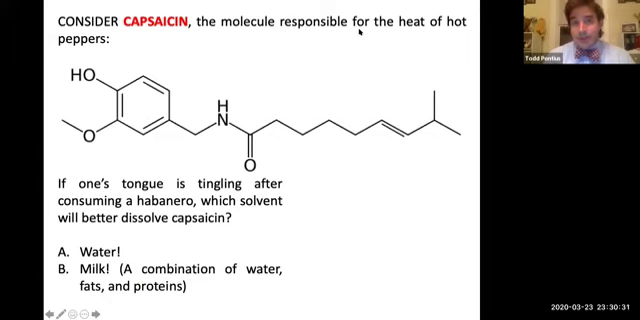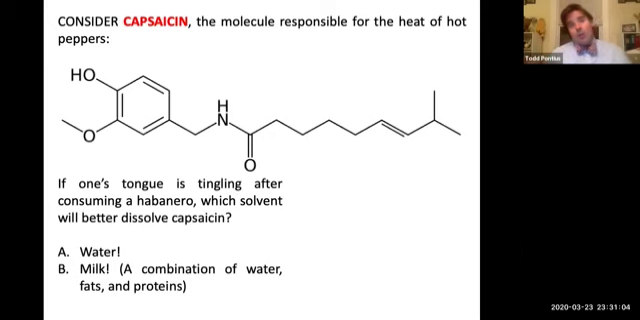A notable example of this principle, for those of you that like hot peppers, those of you who are spice enthusiasts, is capsaicin. This molecule here is capsaicin. Large, got a lot of hydrogens and carbons in it. And if you've bitten into, say, a habanero pepper or a jalapeno pepper, this is what's causing the tingling or pain of those hot peppers. So if you do that, what is a better solvent for helping to dissolve it out of your mouth and get it off of your tongue?